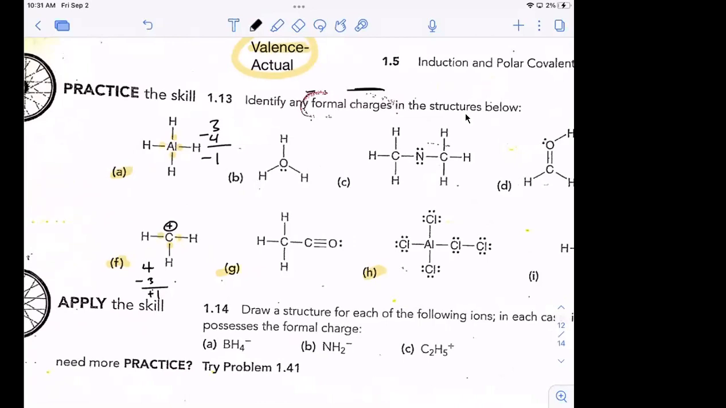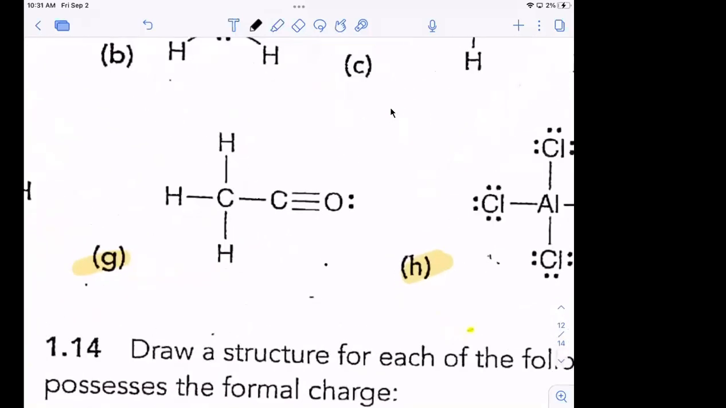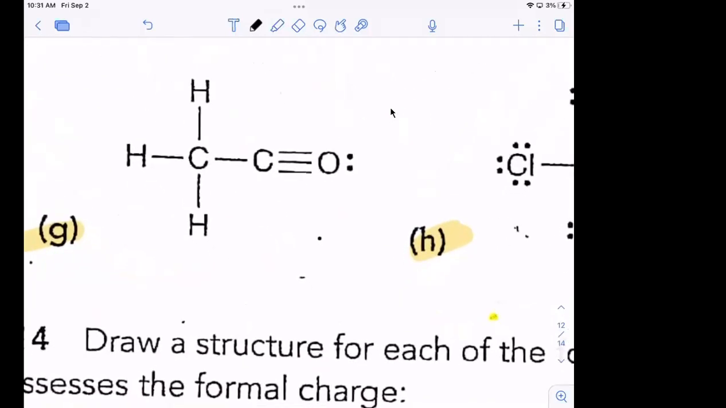All right, somebody do G. Let's do oxygen in G. Because carbon is going to be neutral, right? You can see that both of those carbons have 4 bonds to them. So the formal charge is going to be 0 for both.